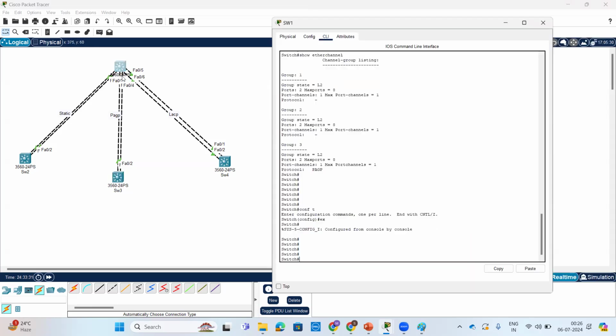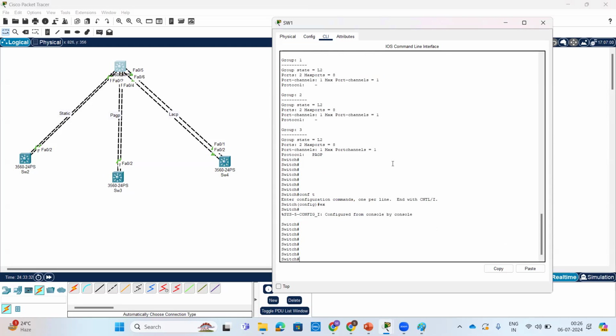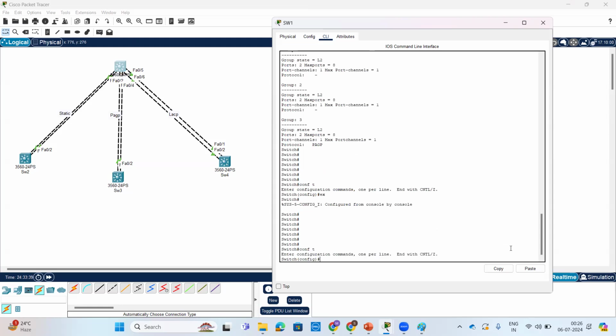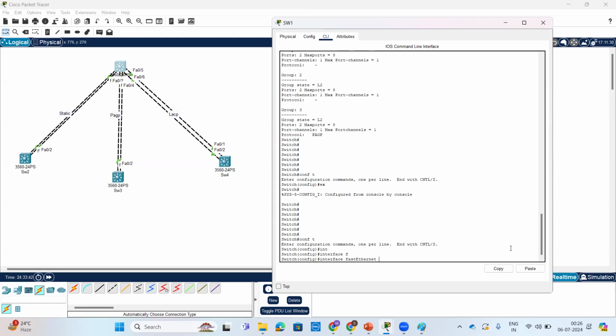So the verification part I'll show you. If you want to remove the port channel, config terminal, interface, FastEthernet.